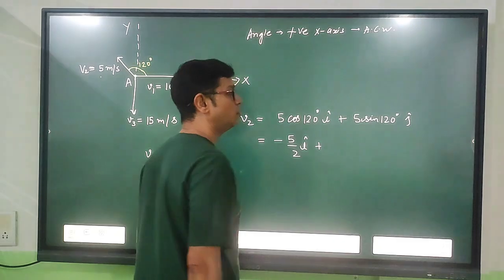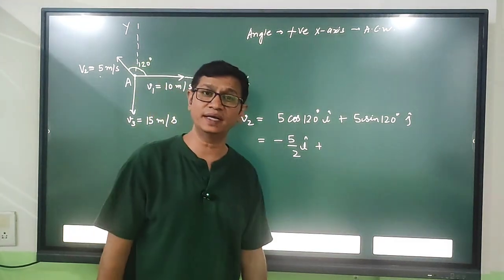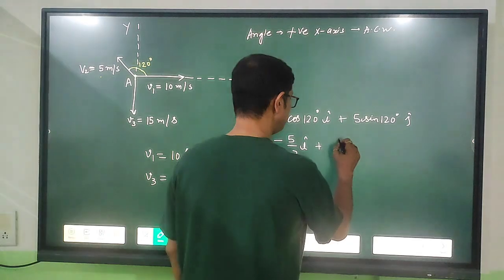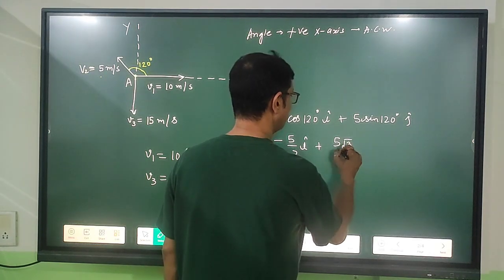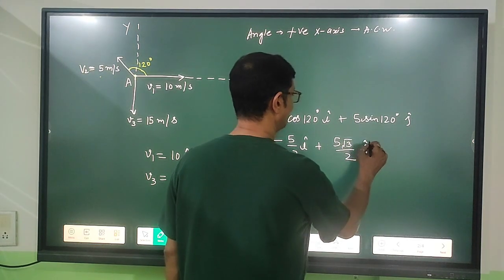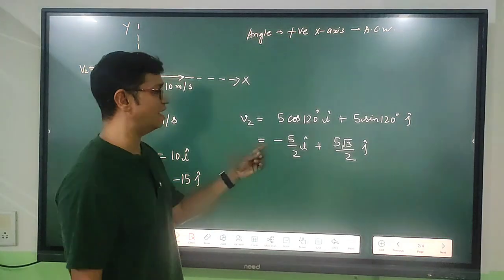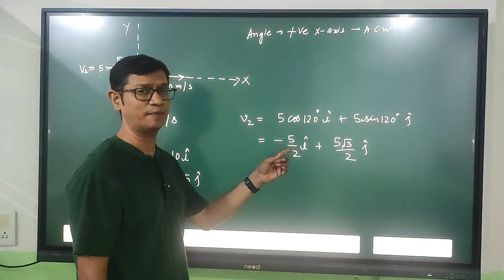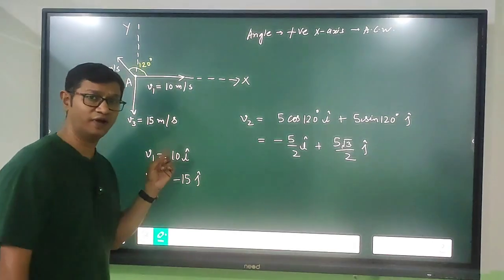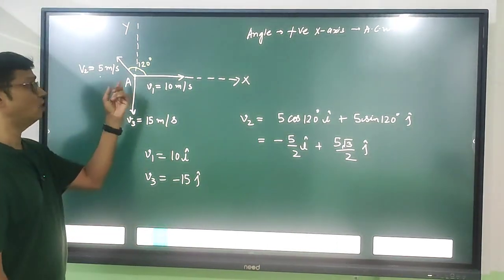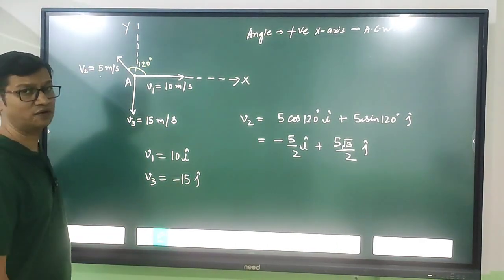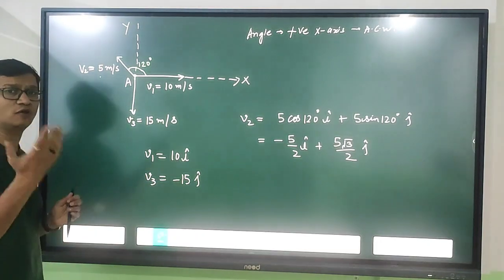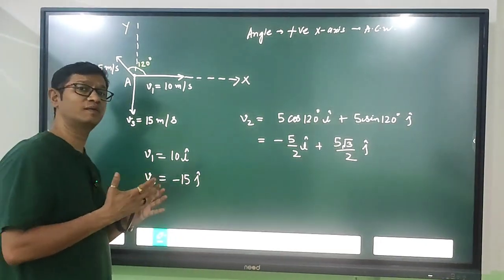Now, sine 120, my dear friend, sine 120 is plus root 3 by 2. So this will be plus 5 root 3 by 2 j cap. So you see, automatically I have got a negative sign along i cap. That means my resolved vector would be along minus or negative side of x-axis, and you can get a visual feel also. As I said, the visual feel is rather more important.